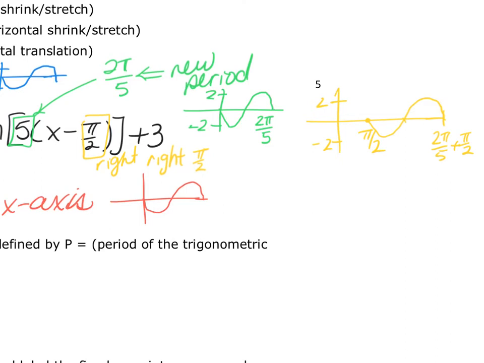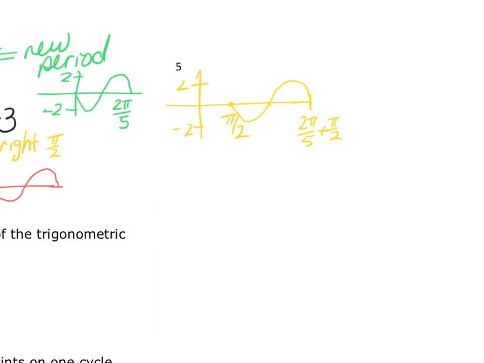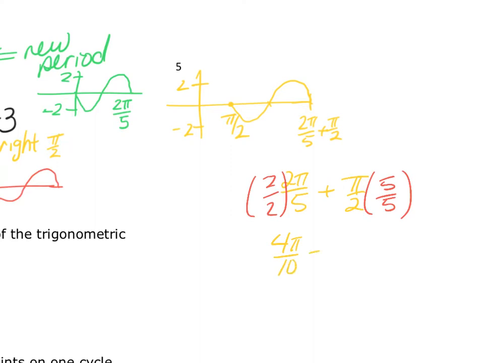Which if you want, we can do it right now. Let's do it right now. Yeah. So let's just go ahead and figure out where that ends. So I'm adding 2 pi over 5 plus pi over 2. What is my common denominator? 10. So I'm going to multiply here by 2, here by 5. So I'm going to have 4 pi over 10 plus 5 pi over 10. So what is that value then? 9 pi over 10. So let's just go ahead and write 9 pi over 10 there.